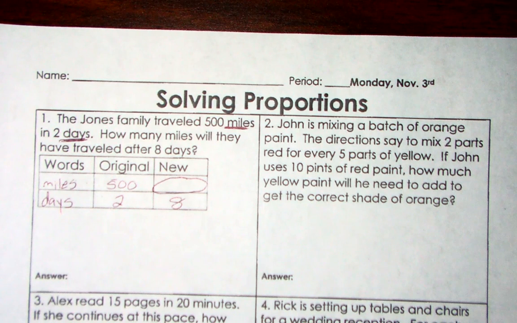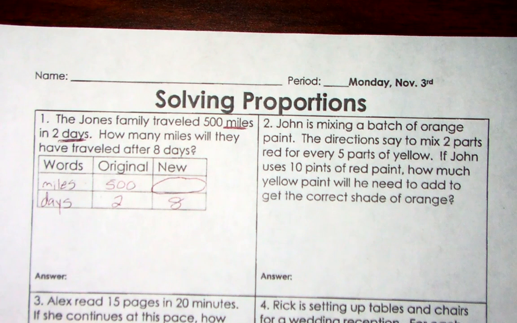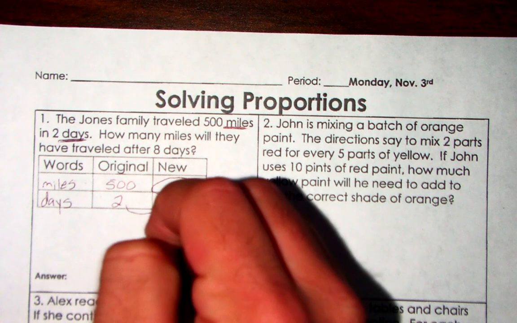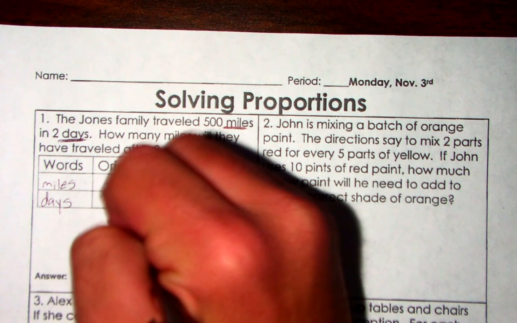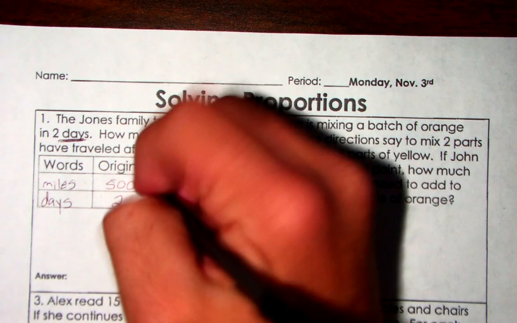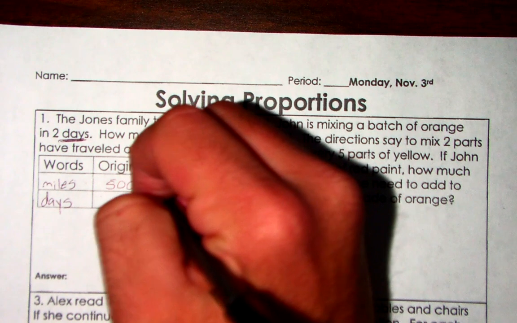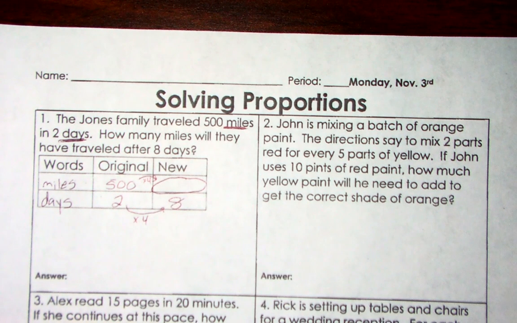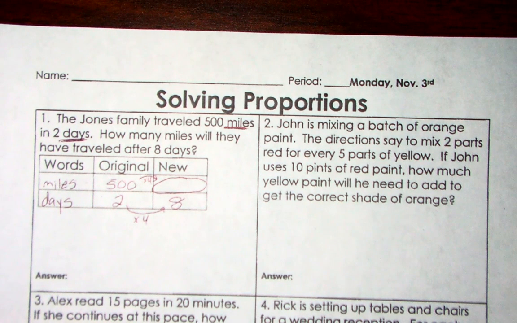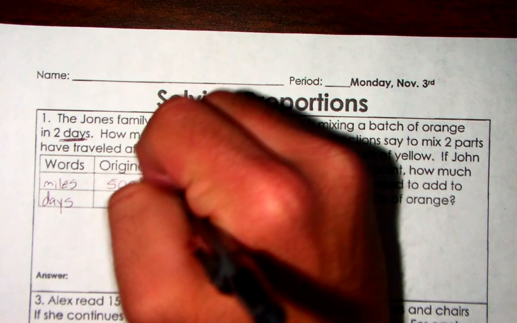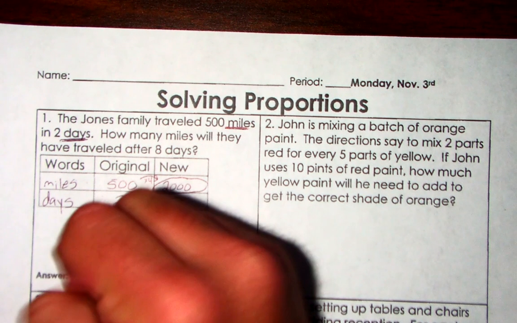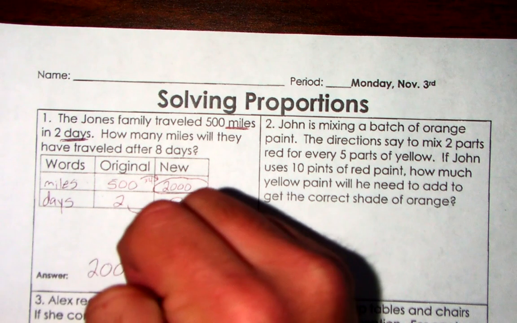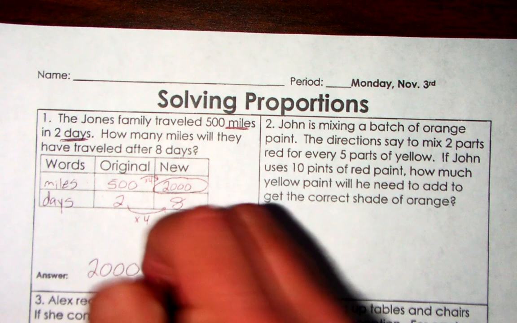Alright, let's see if we can find our scale factor. I think the easiest way to do this is to go from 2 to 8. To go from 2 to 8, you are multiplying by 4. So 500 times 4. So if you get $500 for 4 straight days, you just got yourself $2,000. So the answer there is 2,000. So 2,000 miles, because we're asking for how many miles.